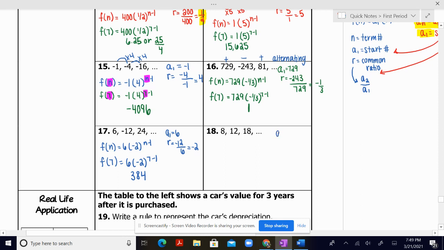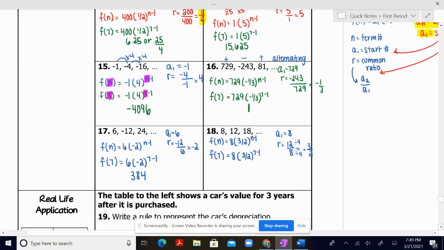The last one, a sub 1 is equal to 8. Our R value is 12 divided by 8. I'm going to reduce this fraction by dividing by 4 on both the top and the bottom, which gives me 3 over 2. If you said 1.5, that is fine as well. So f of n is equal to 8 times 3 over 2, or you can put your 1.5 there, to the n minus 1. And then we plug in, so f of 7 is equal to 8 times 3/2 to the 7 minus 1 power.